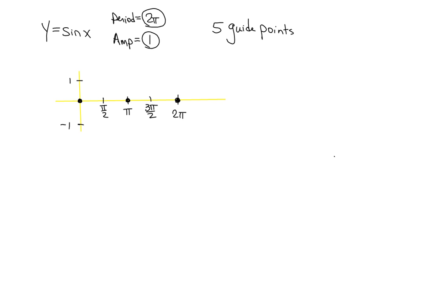Now, we have 2 more guide points to put in. Halfway from the center to the middle, sine is at its maximum, up at +1. And halfway from the middle to the end, we're at our minimum, which is -1. Those are the 5 guide points, and this really just comes from making a t-chart and plugging in values.